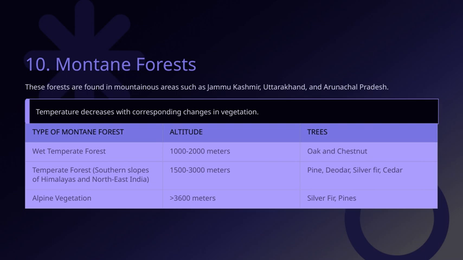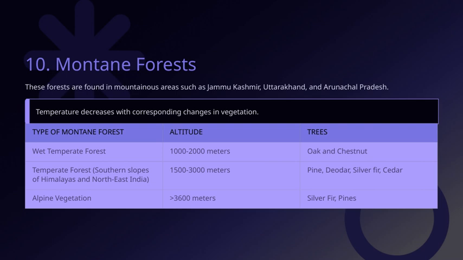As the temperature decreases with increasing altitude, you'll notice a corresponding change in the vegetation types, reflecting the adaptations of these trees to their environment. Understanding these changes helps us see how climate and altitude influence forest types across the mountains, tying into our overall theme of ecological diversity.